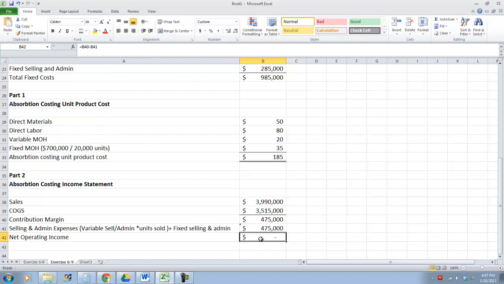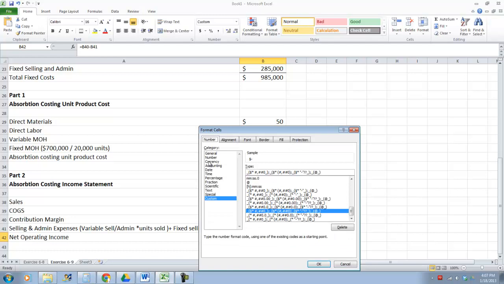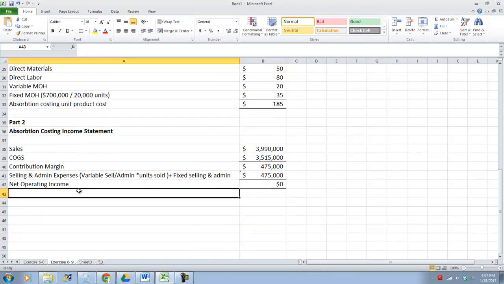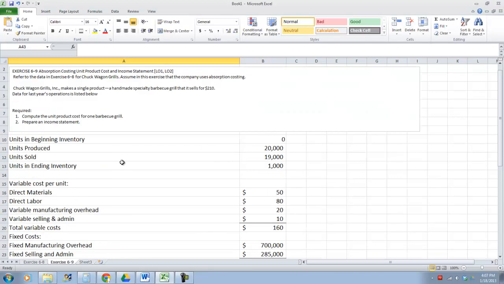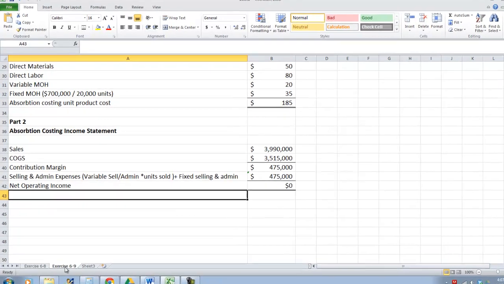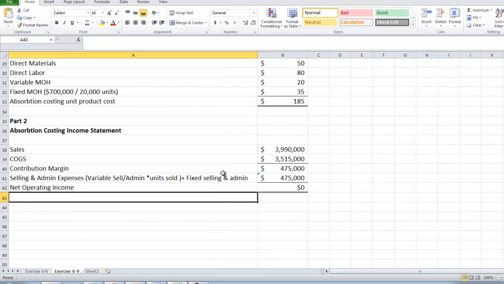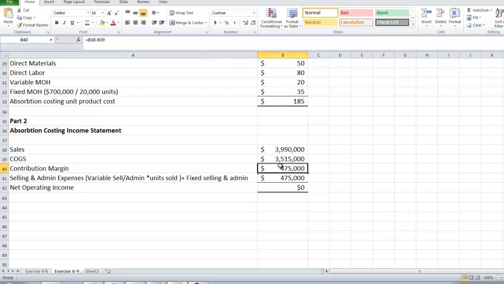Format this so that we understand it's right. So, this is the difference between the two: with absorption costing, we had 0, and with variable costing, we had minus 35,000. That is because variable costing expenses all the fixed manufacturing overhead, while absorption costing puts the fixed overhead of products sitting in inventory into inventory. So, that's why there is a difference.